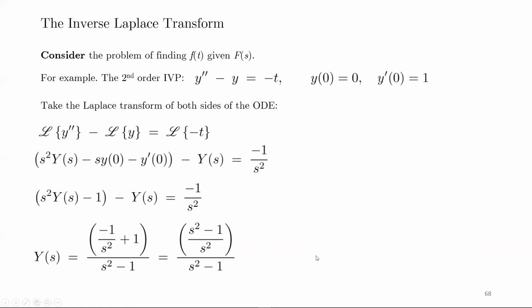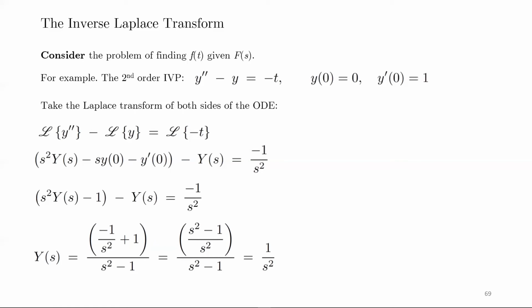Okay, and this simplifies things quite a bit, because here we have an s squared minus 1 on the top, divided by an s squared minus 1, so that is going to cancel out to be 1. We're going to get left with 1 over s squared. So in fact, our Y of s here is equal to 1 over s squared. Okay, so great.